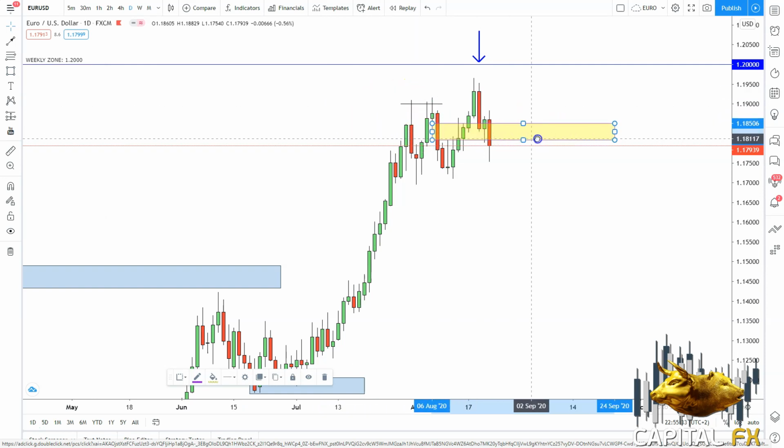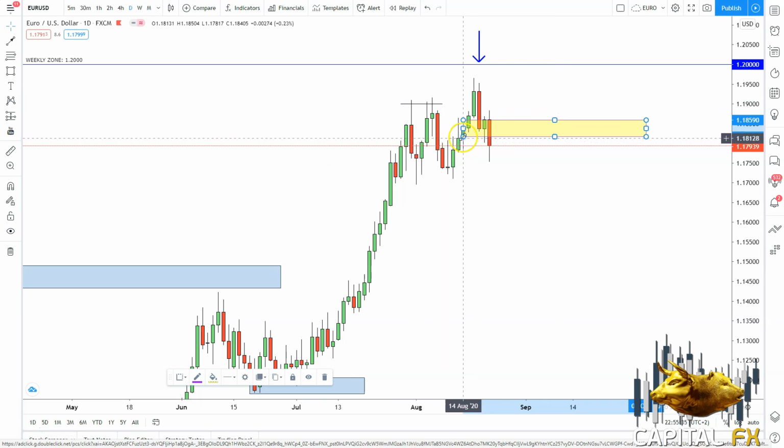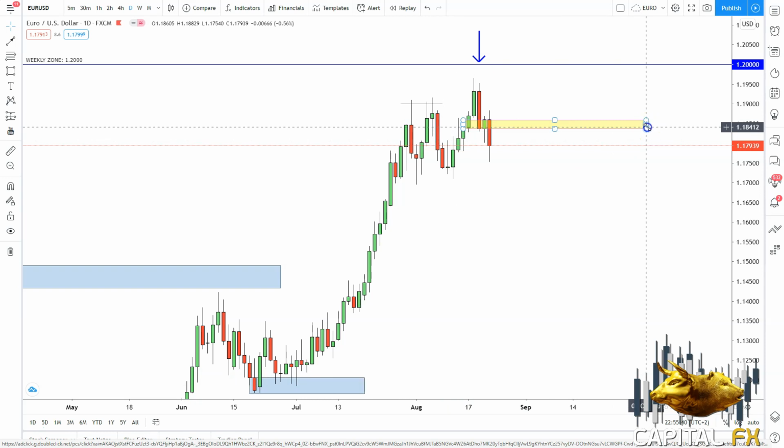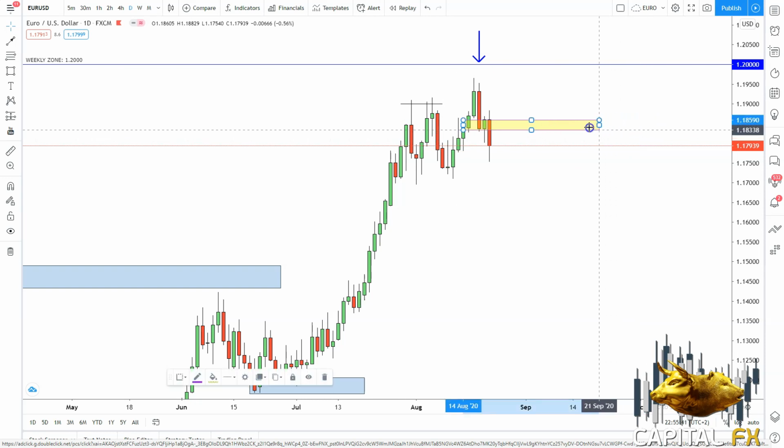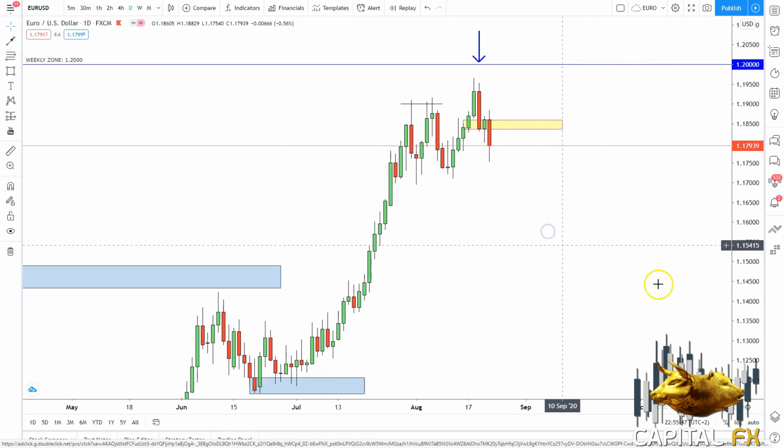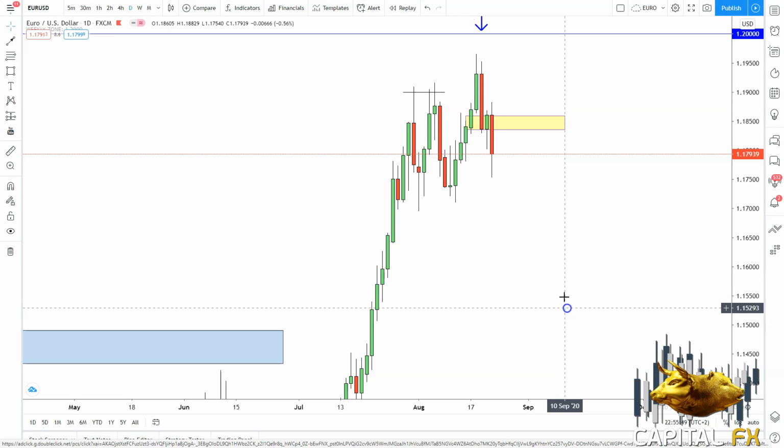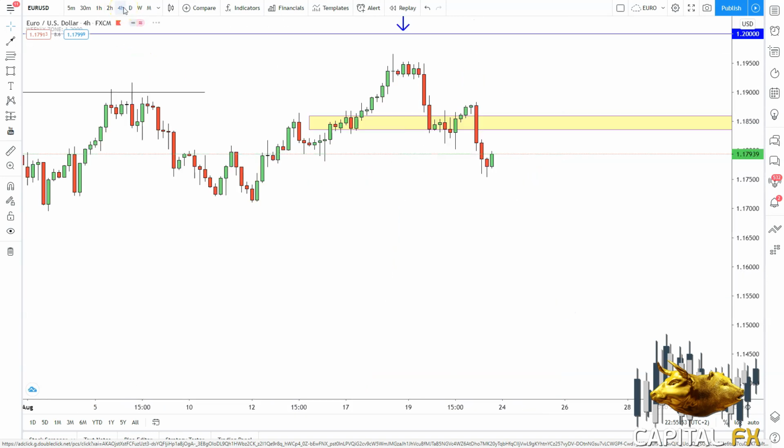This is an area of liquidity here, and we could expect price to retrace within this region. Basically, areas of liquidity are where price normally retraces before the next big move happens. So let me just drop down to the 4 hours. On the 4 hours, it's much clearer.